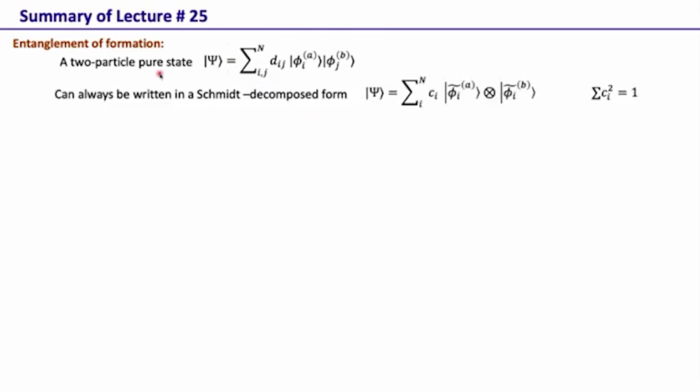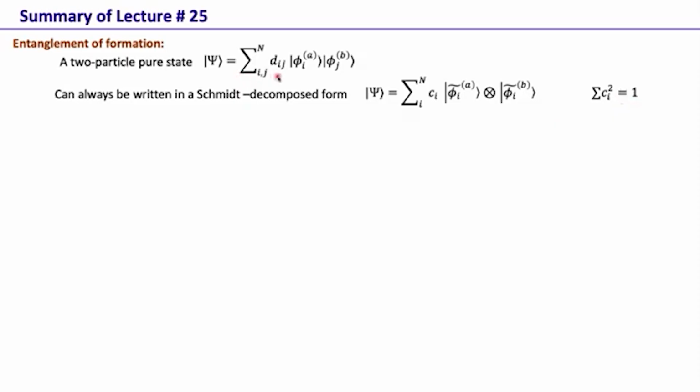Now a two particle pure state can always be written in a Schmidt decomposed form. A Schmidt decomposed form is essentially finding a basis, for example here φ_i tilde A for particle A and φ_i tilde B for particle B, in which this double summation turns into just a single summation. And of course, the sum of c_i square has to equal 1.